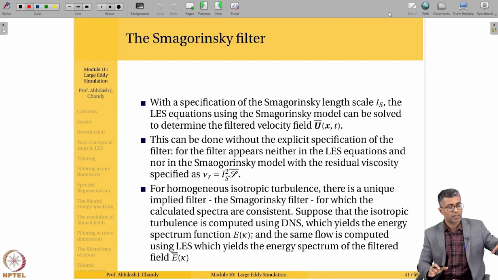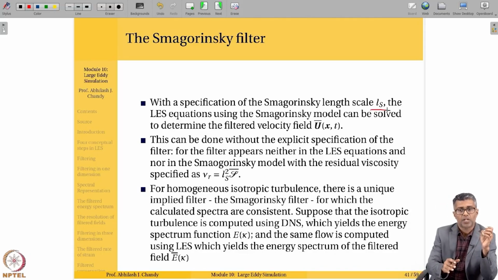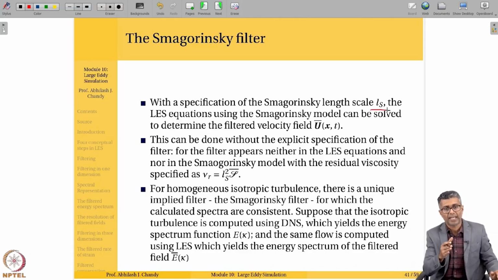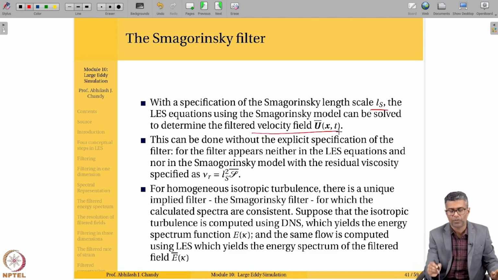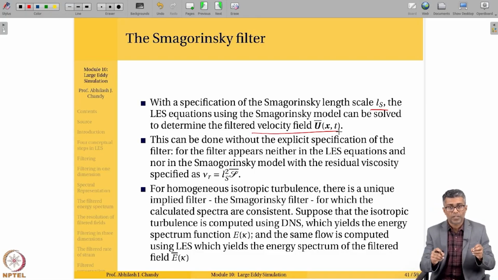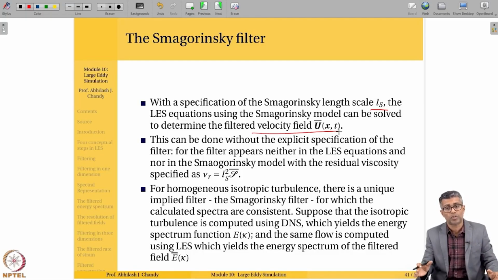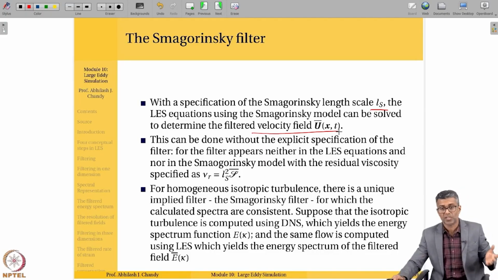So now that the Smagorinsky model has been defined, with the specification of the Smagorinsky length scale, LS, the LES equations can now be closed and solved to determine the filtered velocity field U bar. Now you can do this without an explicit specification of the filter. The filter neither appears in the LES equations nor in the Smagorinsky model, right? The delta, you do not see where the delta is appearing, right?